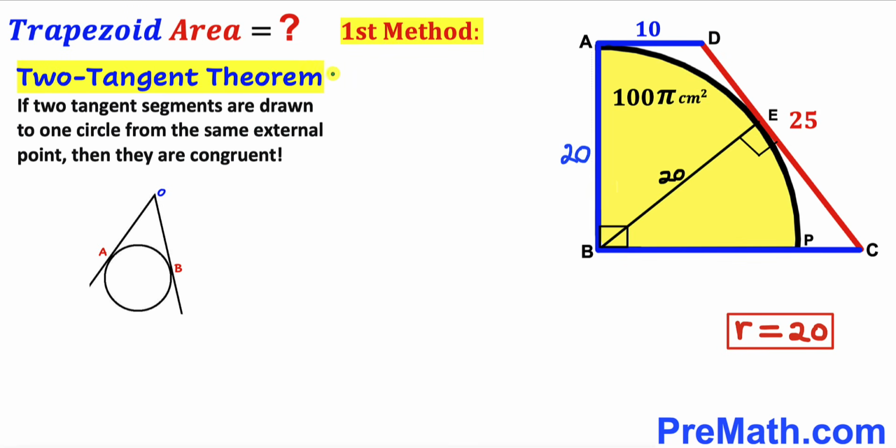And now let's recall the two tangents theorem. According to this theorem, if two tangent segments are drawn to one circle from the same external point, then they are congruent, as you can see in this given diagram. And here we got O as external point, whereas points A and B are our points of tangency. Then according to this theorem, this segment AO is going to be congruent to this segment BO. So therefore, we conclude that this segment DE length has got to be equal to this segment AD length. If this is 10, then this DE length is 10 units as well.